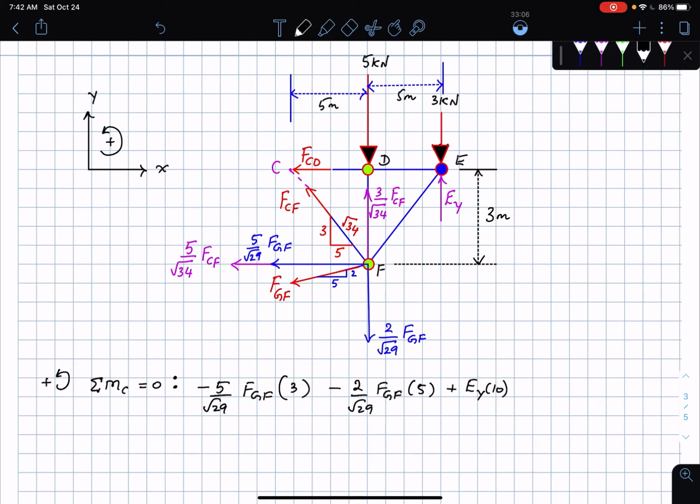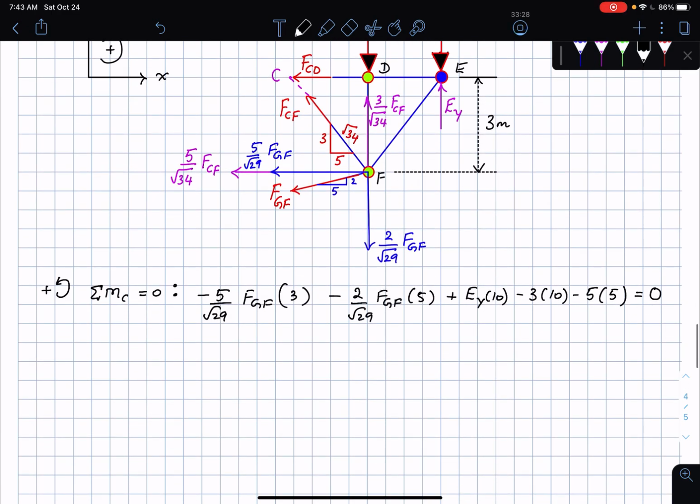Then I'm going to have the 3 kilonewton force, which is going to cause a clockwise rotation. So 3 times 10. And then I'm going to have the 5 kilonewton force, which is acting at the point D. That's going to cause a clockwise rotation about the point C. So that's going to be 5 times 5. And all of these put together is equal to 0. Which means that I can solve for FGF in this particular situation. So FGF is going to end up being the following.